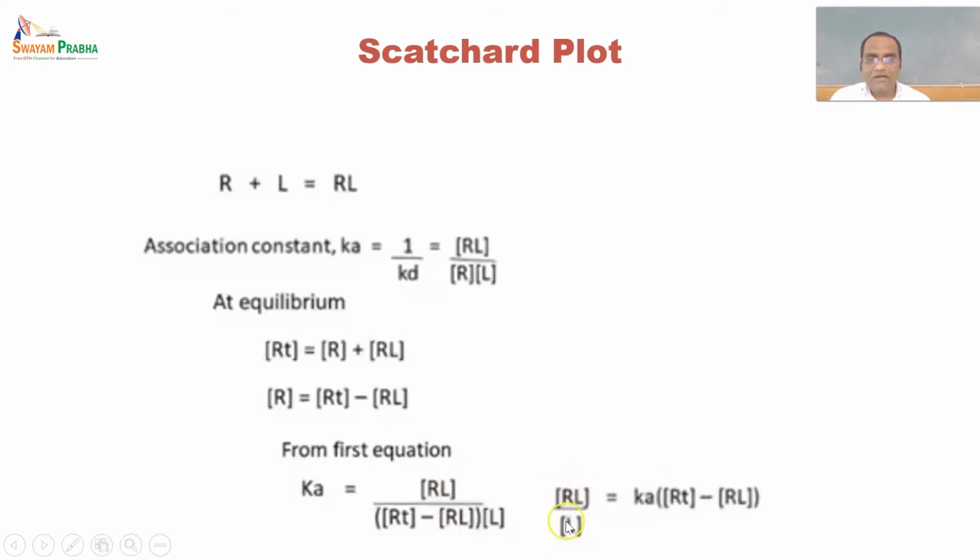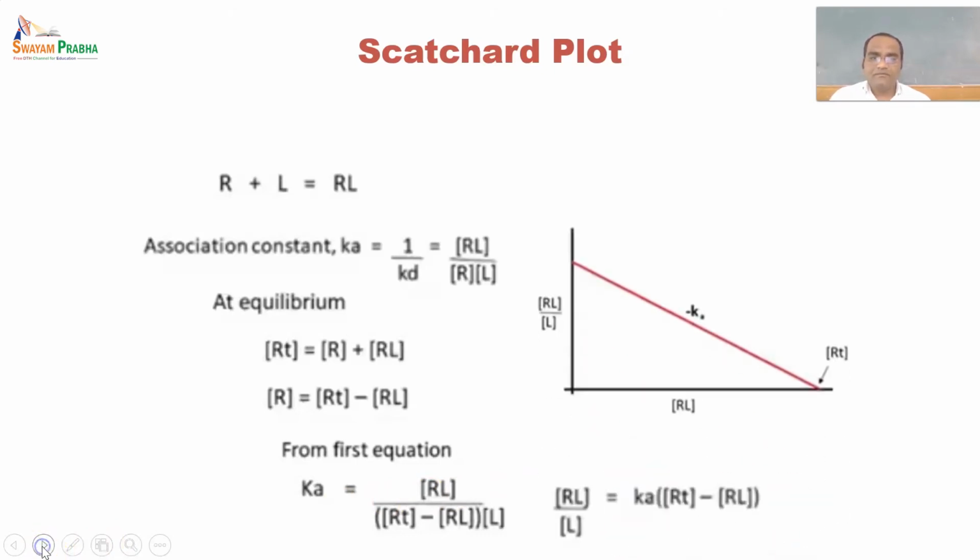The concentration of RL divided by the concentration of L equals Ka multiplied by the quantity RT minus the concentration of RL. Here RL is the receptor-ligand complex, L is the ligand concentration, and Ka is nothing but an association constant.